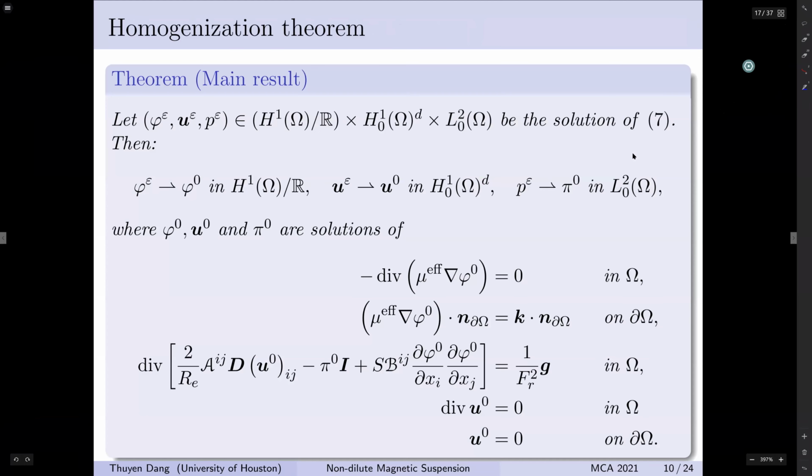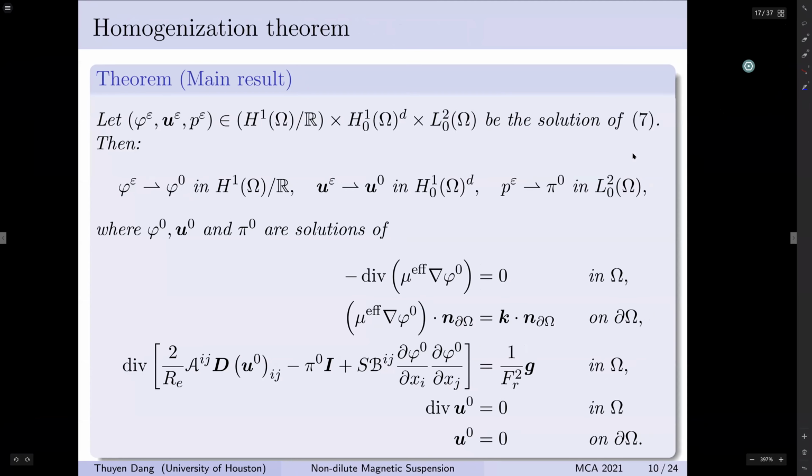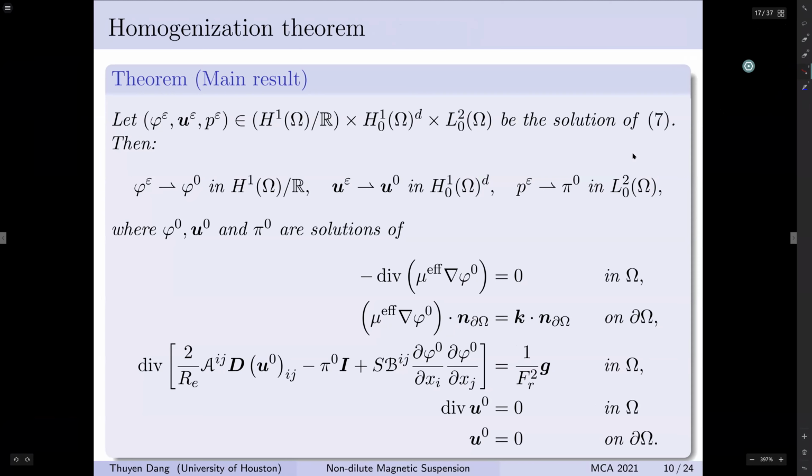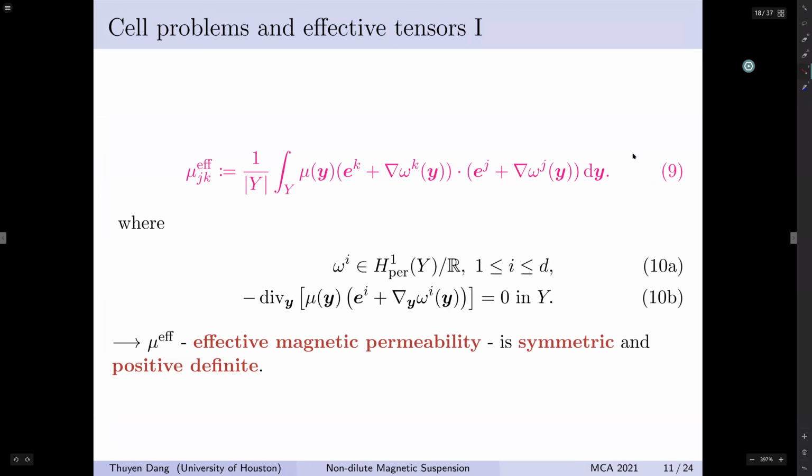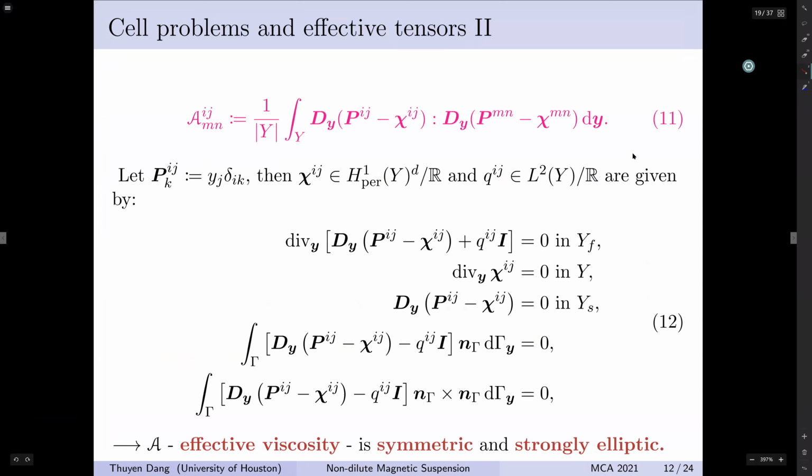Okay, so the coefficient here, mu effective, is defined by this formula. Here omega k is the solution of this cell problem, and we can show that mu effective is symmetric and positive definite. And next we have A, the fourth rank tensor A, defined by this formula, where chi ij is the solution of this cell Stokes problem.